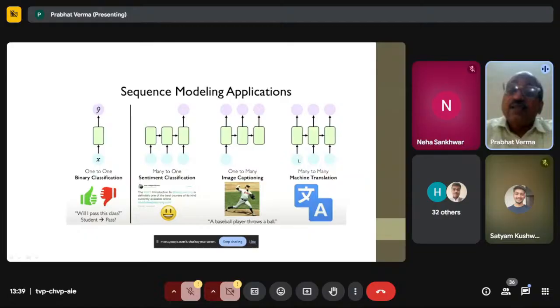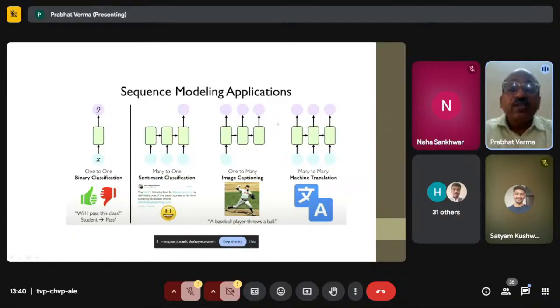There may be another class where we deal with many-to-many, many inputs and many outputs. For example, in the case of machine translation from one language to another language. We have so many words in the source language, and the corresponding words in the target language we have to find out or predict through the model. So many applications belong to sequence modeling.